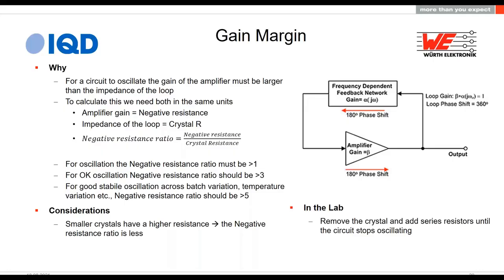How am I going to do this in the lab? Well, it's pretty easy, to be honest. I'm going to take the crystal off and I'm going to add a series resistor in circuit with it, and I'm going to keep doing that with bigger resistor values until it stops oscillating.